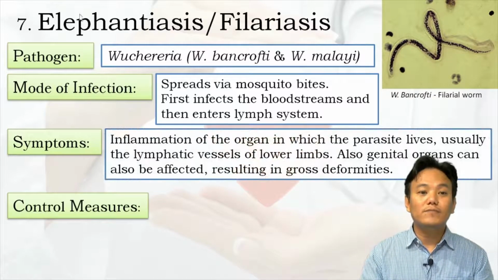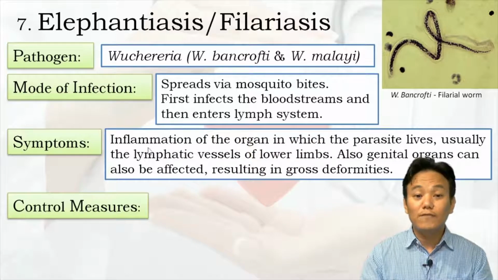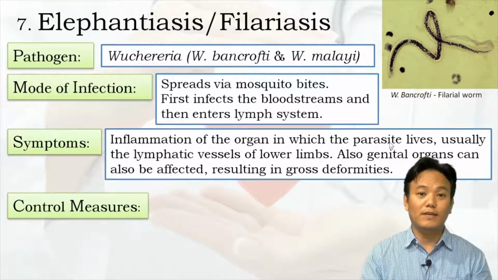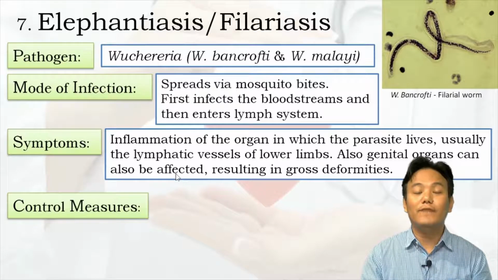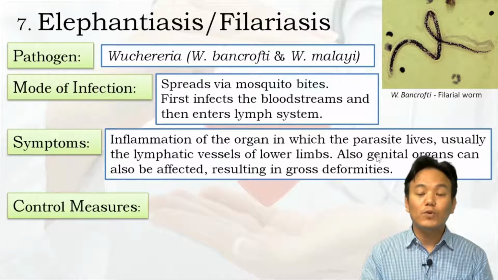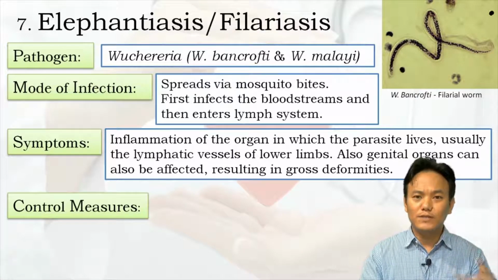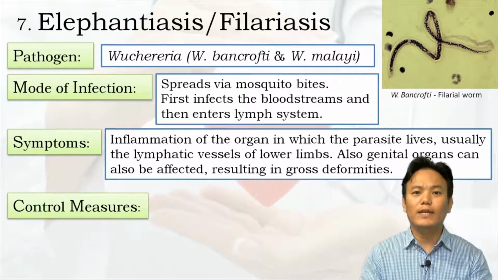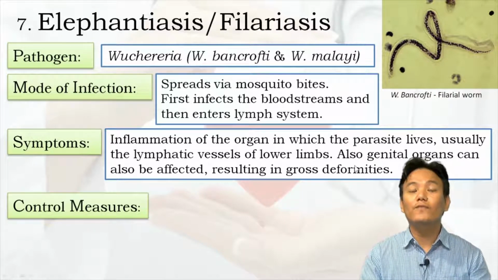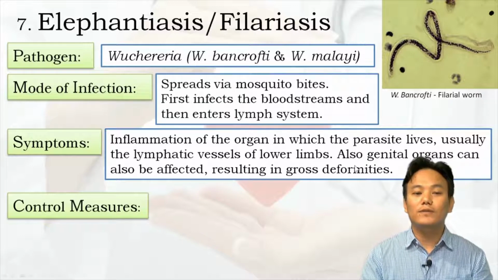The symptoms of elephantiasis include inflammation of the organ in which the parasite lives. Usually it is the lymphatic vessels of the lower limbs, but it can also live within the genital organs. The result is the formation of gross deformities. Since it induces swelling and inflammation, it causes gross deformities of the infected organs.